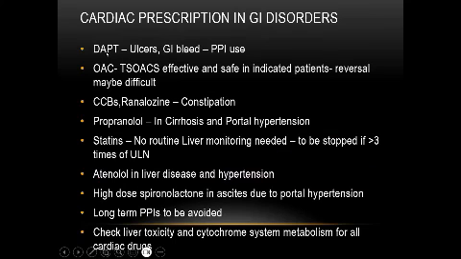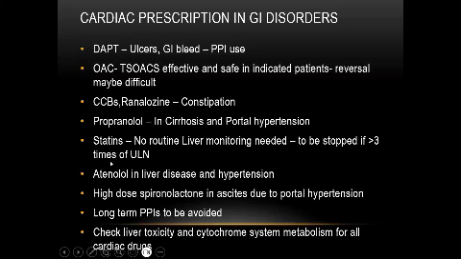Now we come to the cardiac prescription in a patient who has a gastrointestinal disease. Please remember, when you use DAPT, in patients with ulcers or GERD, always use a PPI. Coxibs are effective and safe in indicated patients, and CCBs and ranolazine can produce constipation. So when the patient comes with constipation, try to remove these two drugs. Propranolol is a drug to use when the patient has cirrhosis and portal hypertension. As far as statin is concerned, there is no need for routine hepatic enzyme estimation. Only when the liver enzymes are more than 3 times normal do you have to stop the statin.